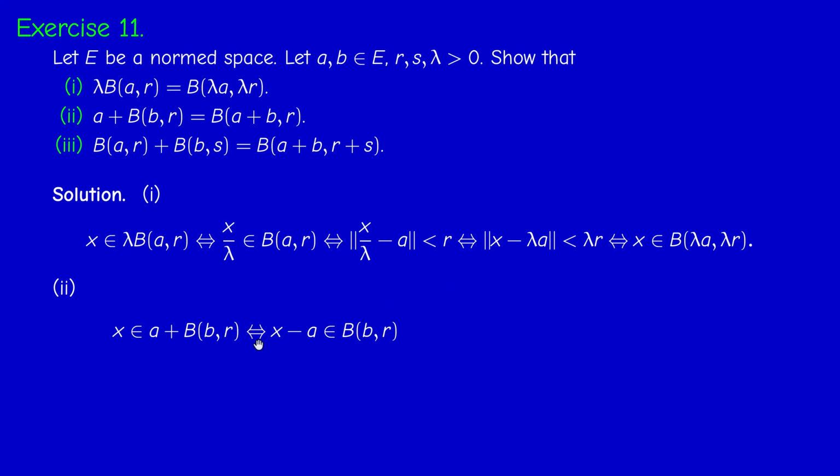Okay, second identity, also we can reason by equivalence. So x is in this translate of the ball if x minus a belongs to the ball, and this happens if the distance between x minus a and b is less than r, but x minus a minus b is x minus the sum. So the distance from x to a plus b is less than r, which means that x belongs to the ball of center a plus b and radius r. So this is very easy.